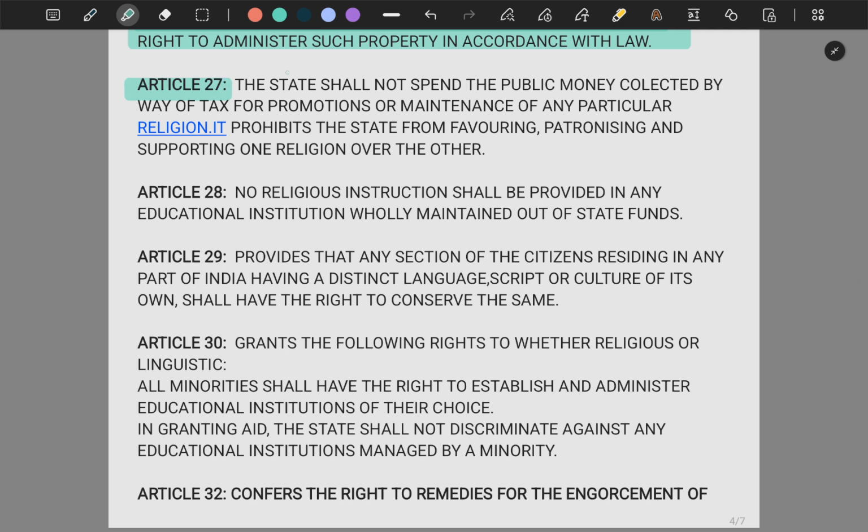So Article 27 says the state shall not spend the public money collected by way of tax for the promotion or maintenance of any particular religion. So that means India is secular. The money that the people have been pouring in through tax, their hard-earned money, should not be spent on promoting just one religion. It's a kind of act to prohibit the state from favoring, patronizing, and supporting one religion over the other. Okay, patronizing one religion over the other.